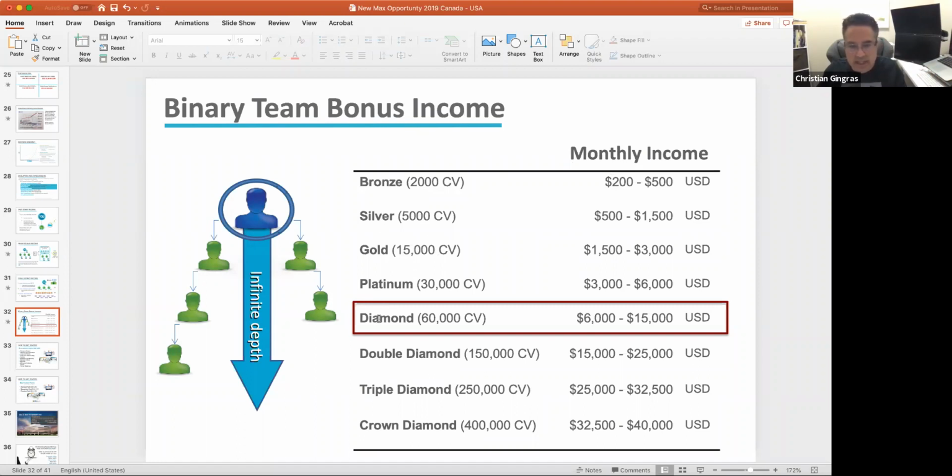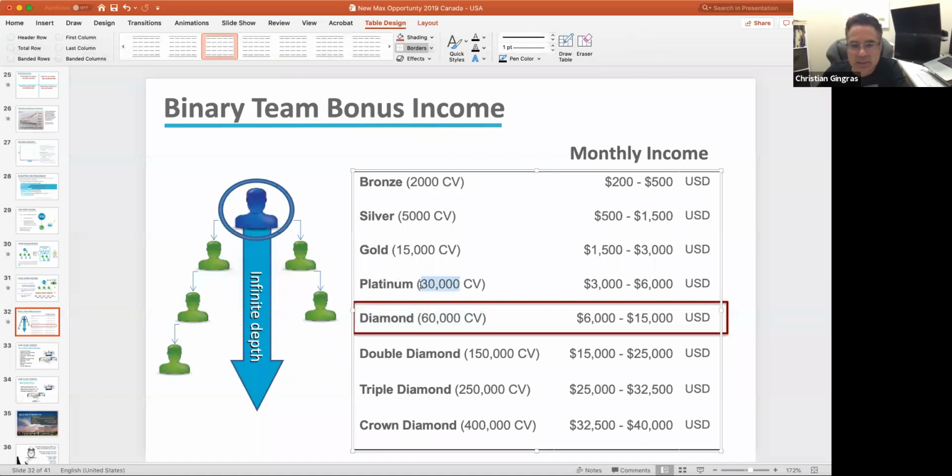Our goal is, I know in Canada, this is an income that is considered very comfortable in our country, right? Obviously, platinum is also quite reasonable. Remember, this is US dollars. So it becomes significant when it's changing to Canadian dollars.